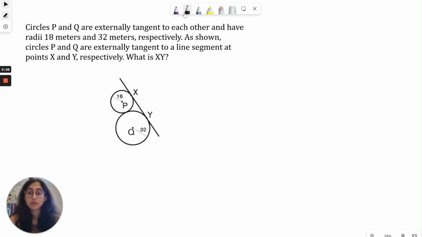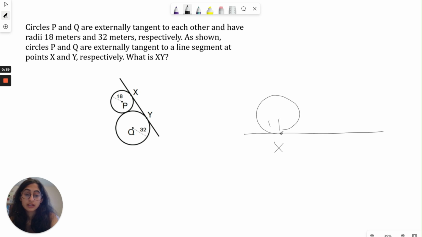Now, I'm going to draw this in a way that just makes more sense to me. So we have this line segment, and this is going to be where X is. We have our circle with a radius of 18 right here, and then let's say this is our circle of radius 32, and they're externally tangent to each other. So they intersect each other at just that one point. That's what externally tangent means. And this is Y, and then this is, of course, our circle with a radius 32. It's not the best drawing, but it gets the job done. And so we're looking for this length, XY. That's what we're solving for.